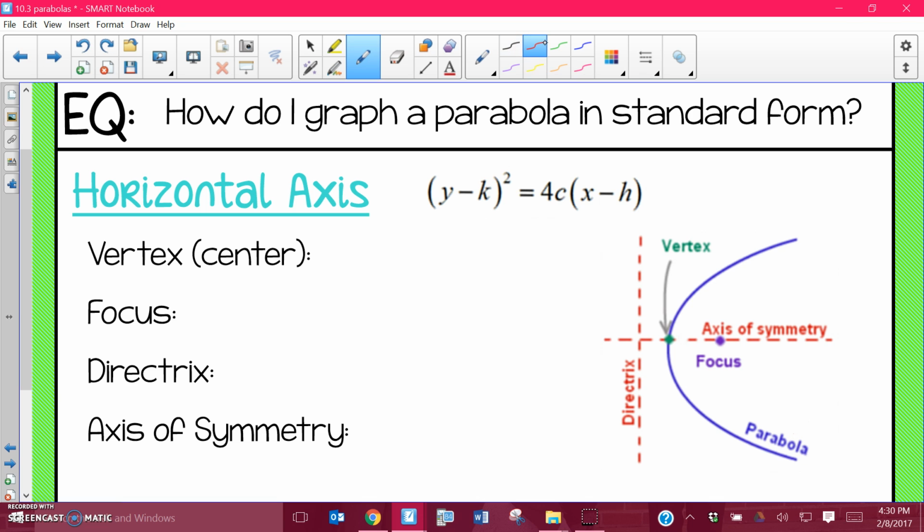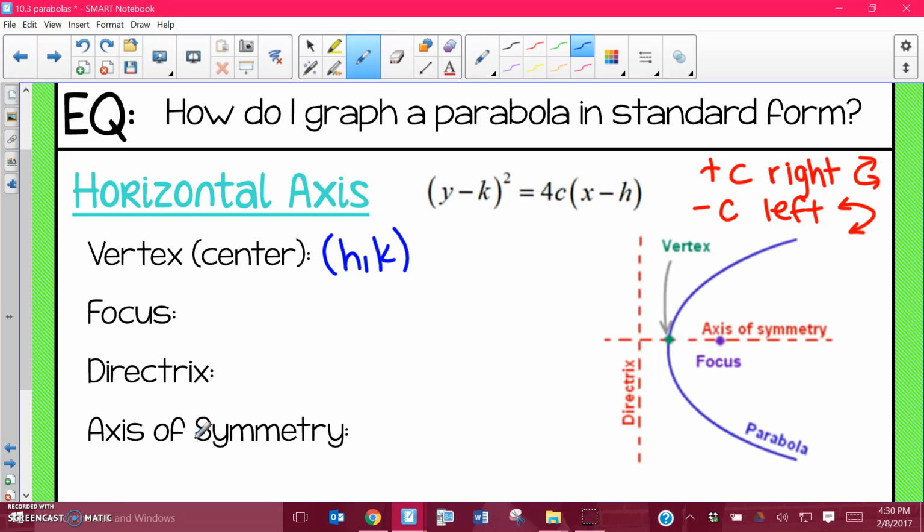Again, you could have a positive c or a negative c. If you have a positive c value, you're going to open to the right, and it's going to look like that, the letter c. Okay, if you have a negative c, it's going to open to the left, and then it'll look like that. Okay, so the equation is going to work out pretty much the same. Your vertex, again, is kind of like your center, is h comma k.